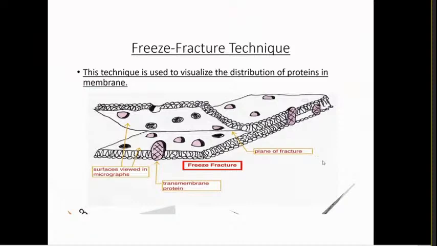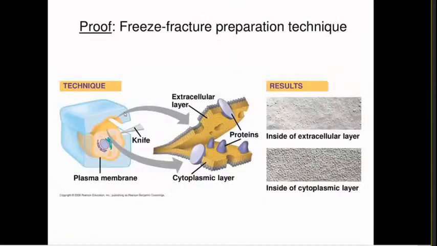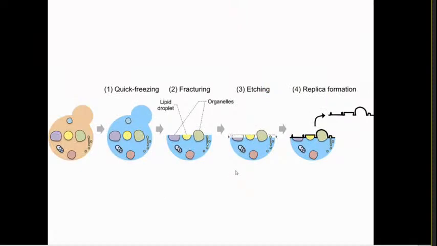These are all the step-by-step techniques. First, the quick freezing process happens. After the quick freezing, fractionating the cell. That may happen by continuous chopping or a fractionating method. Then the etching, that is the overlaying, applying the sample over there. Then the replica formation, it's like a clay model preparation. This is the step process in the freeze fracture.